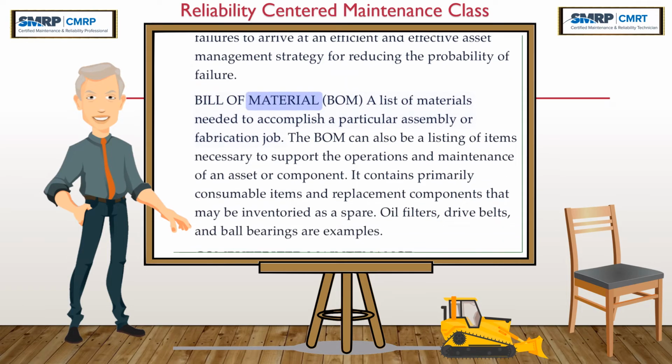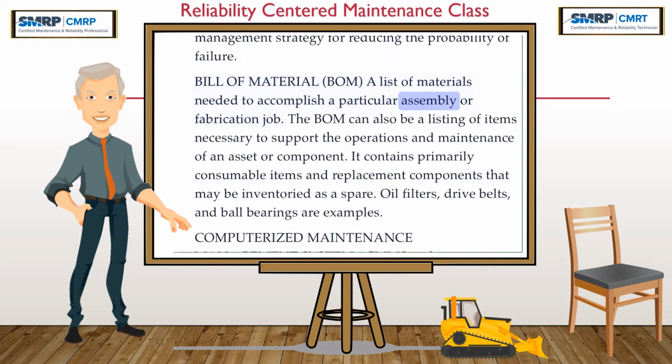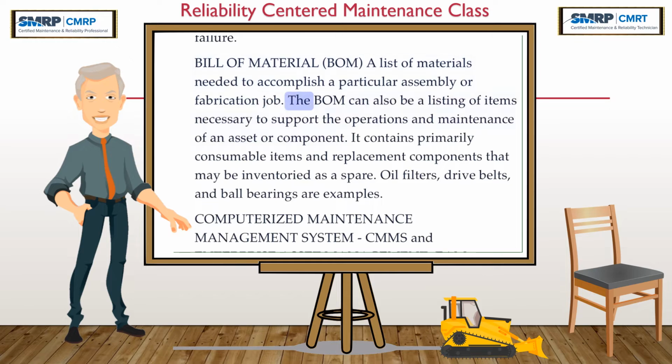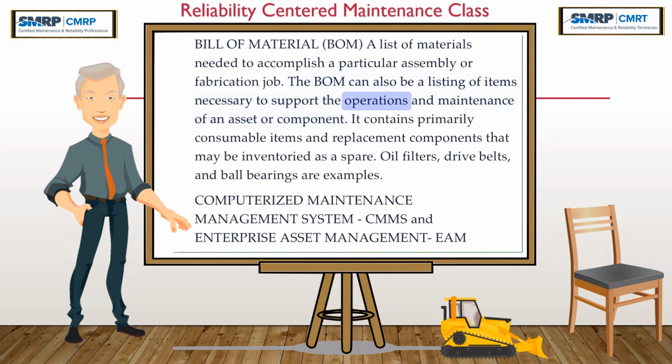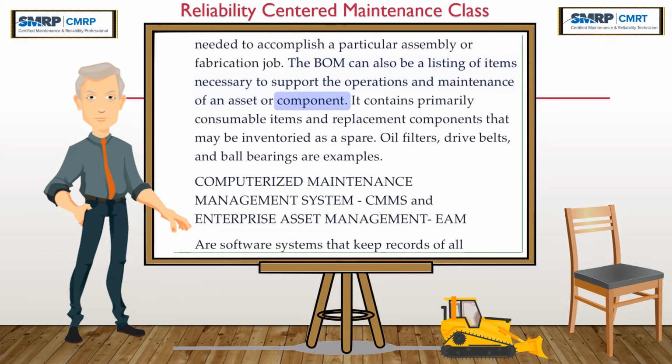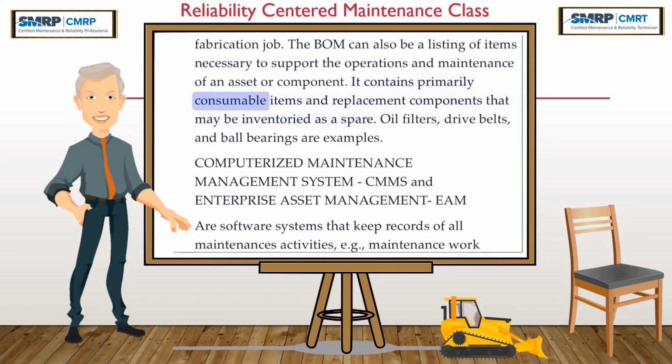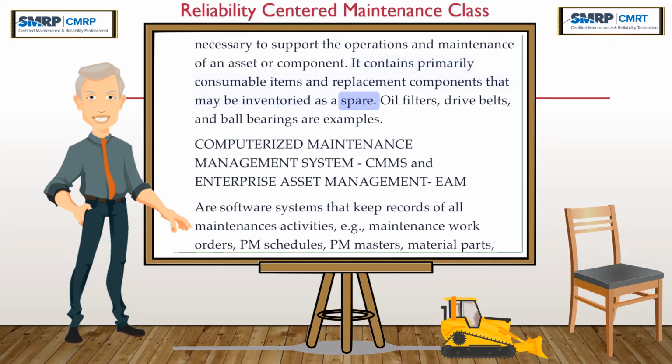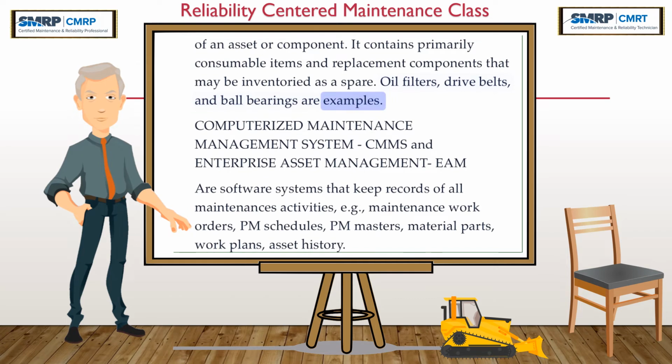Bill of material, BOM, a list of materials needed to accomplish a particular assembly or fabrication job. The BOM can also be a listing of items necessary to support the operations and maintenance of an asset or component. It contains primarily consumable items and replacement components that may be inventoried as a spare. Oil filters, drive belts, and ball bearings are examples.